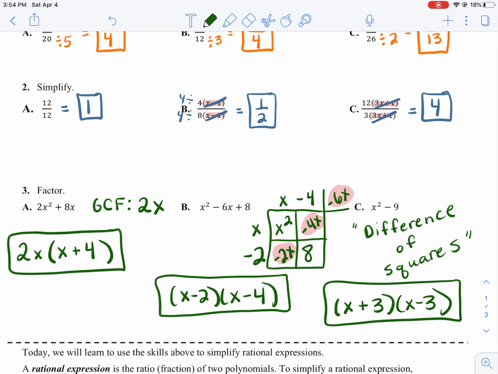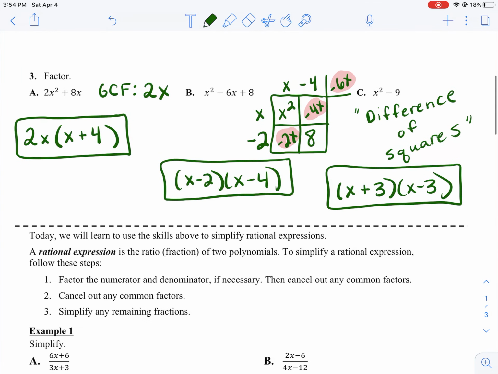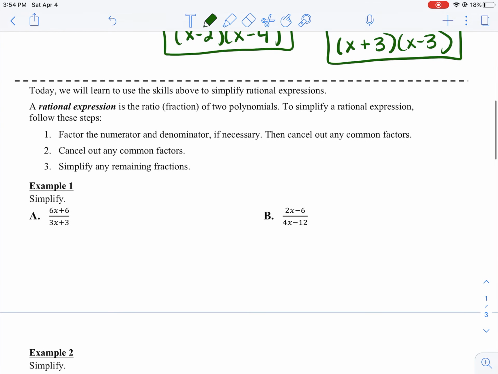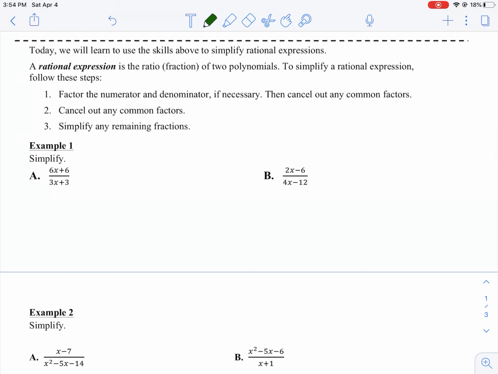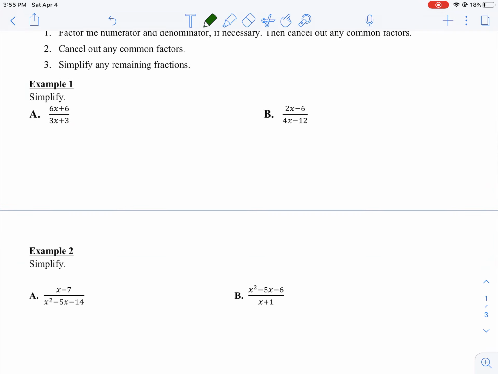Okay, so now we're going to take this skill set, the reducing and the factoring, we're going to put these together, and it's going to allow us to simplify rational expressions. Okay, so when we simplify rational expressions, we factor the numerator, factor the denominator, and then cross out any common factors. All right, so let's do a few of these together, and then I'll have you try some on your own.